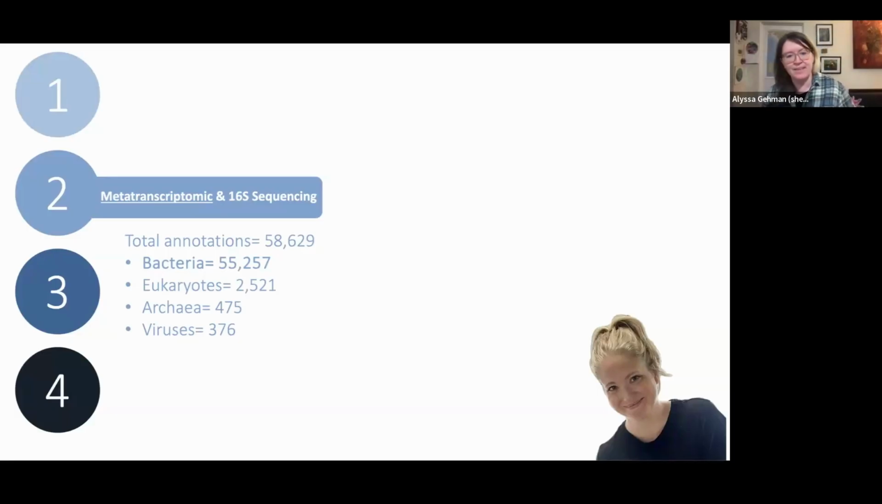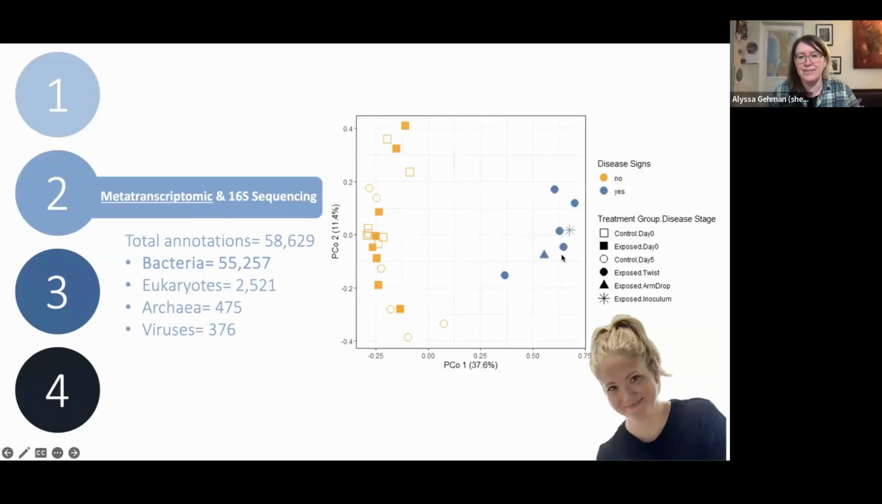The next question is, is there something unique in that coelomic fluid between the controls and the exposed? Because we see really different responses. What is it that's unique about those? And so that's this figure here.